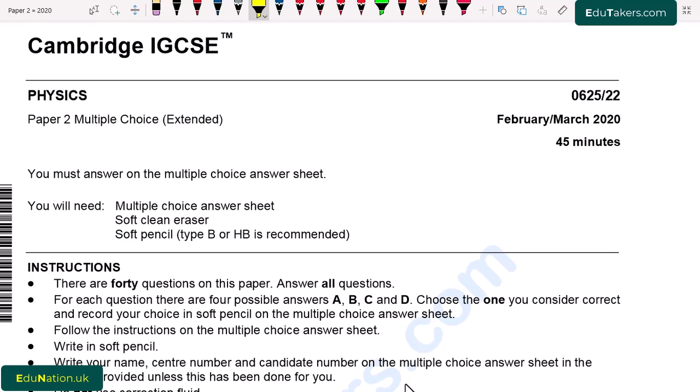Today we are going to solve Cambridge IGCSE Physics Paper 2 Multiple Choice Extended held in February-March 2020, and the paper code is 0625 with variant 22. So let's start from question number 1.